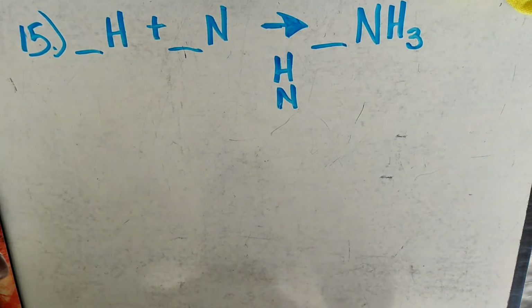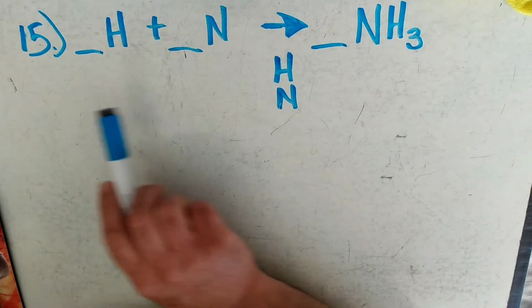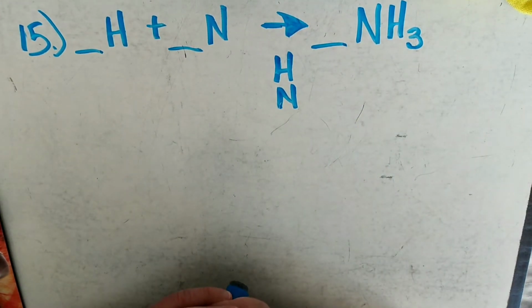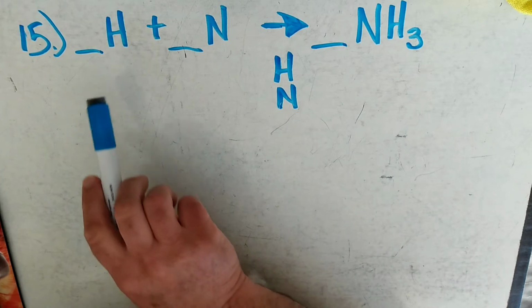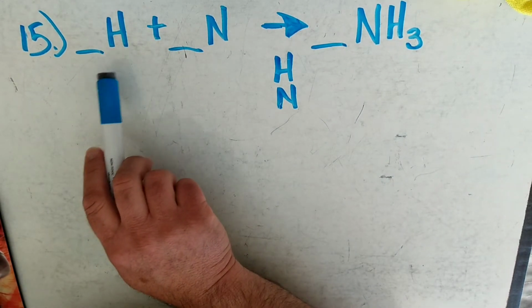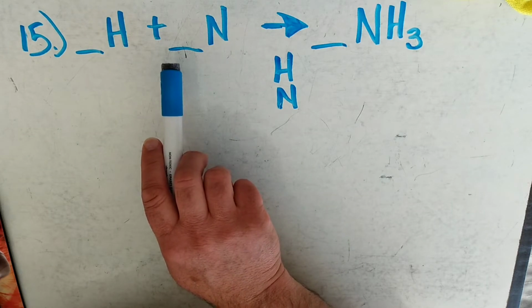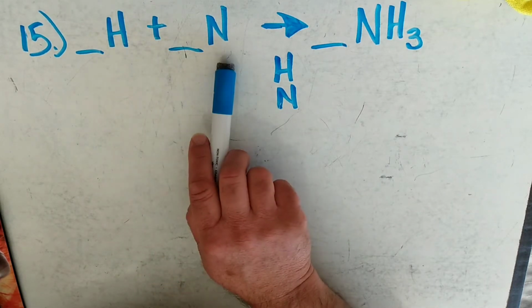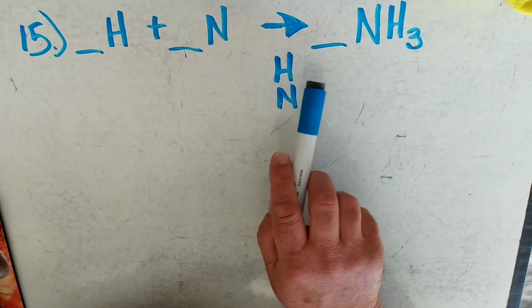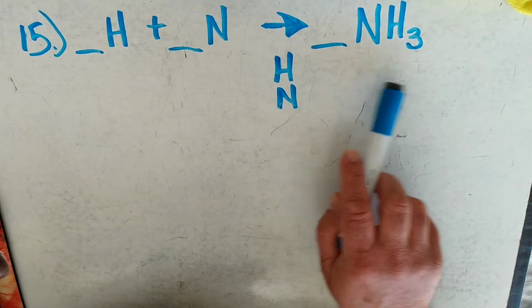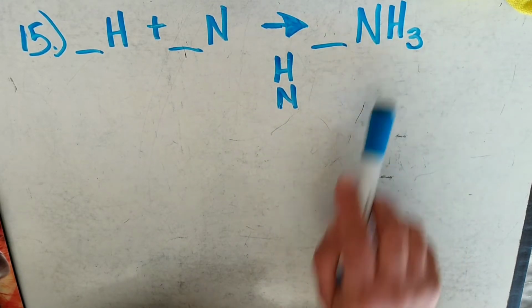Problem 15 has multiple steps to it. So let's jump right in. This is our skeleton of the equation. It said to write the equation for hydrogen with nitrogen to form ammonia. And the only formula I gave you was ammonia.